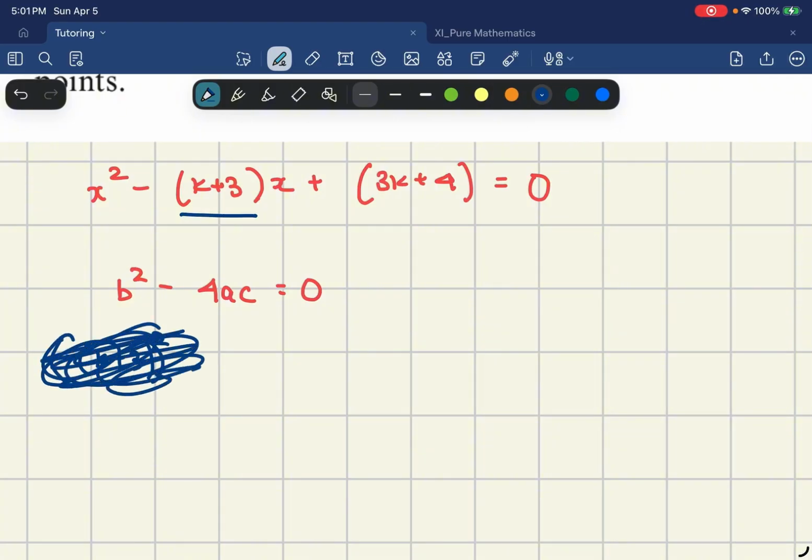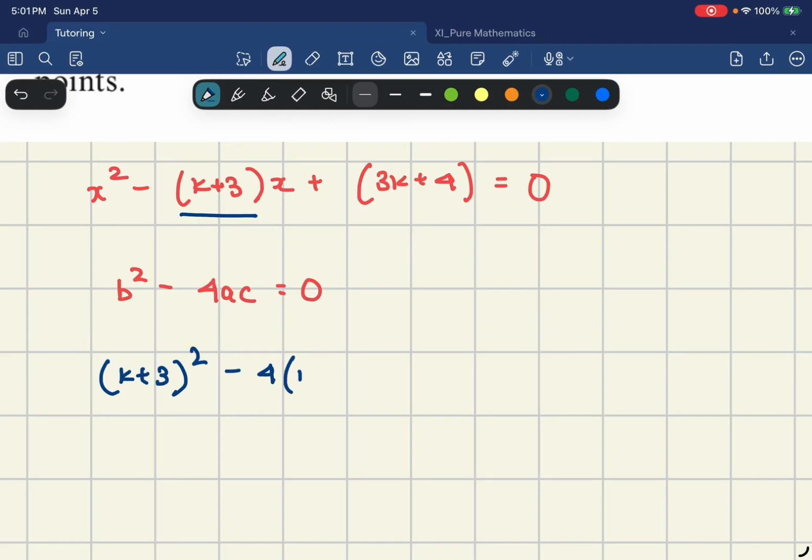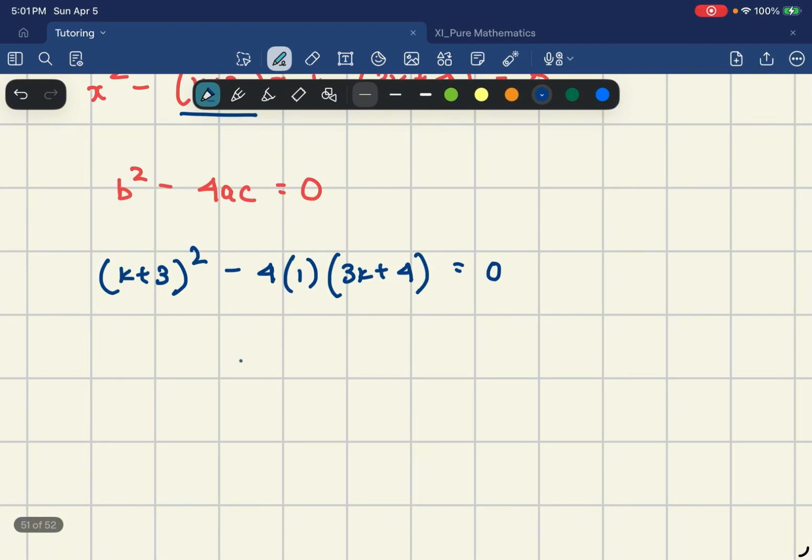So if you simplify everything, you'll have (k plus 3) squared left for b squared, minus 4, a is just 1, c is 3k plus 4. That is equal to 0. And now we can expand and simplify. So I'll get k squared plus 6k plus 9, that is what you get when you expand the bracket here, minus 12k minus 16.